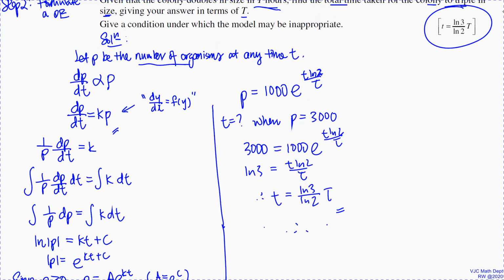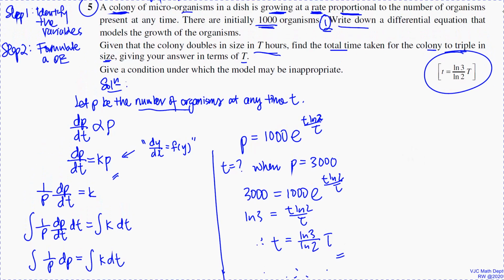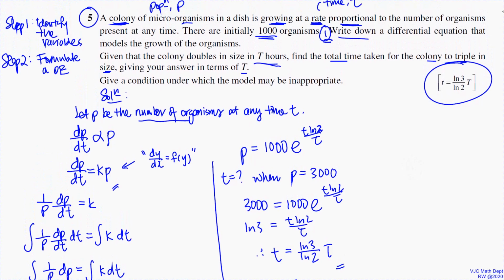Give a condition under which the model may be inappropriate. This is the tough part. Now, what model are we talking about? The model we're talking about here, this is the most important, is the idea that the population is increasing at a rate that is proportional to the number of organisms. Actually, intuitively, it makes sense. The more organisms there are, the greater the rate at which they grow.